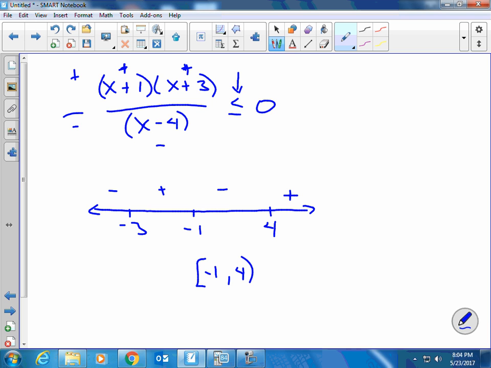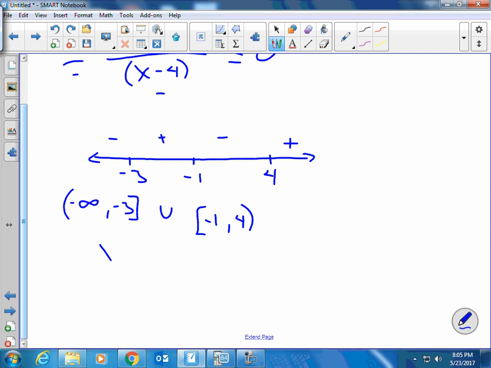All right, over here, negative 3 makes the top 0. I can include it all the way to negative infinity. You can never include the infinity. And we're going to put a union in between the two. Inequality notation: x is less than or equal to negative 3, or x is less than 4 and greater than or equal to negative 1.